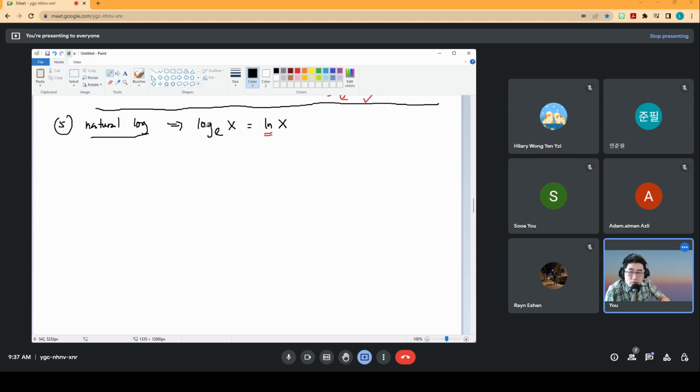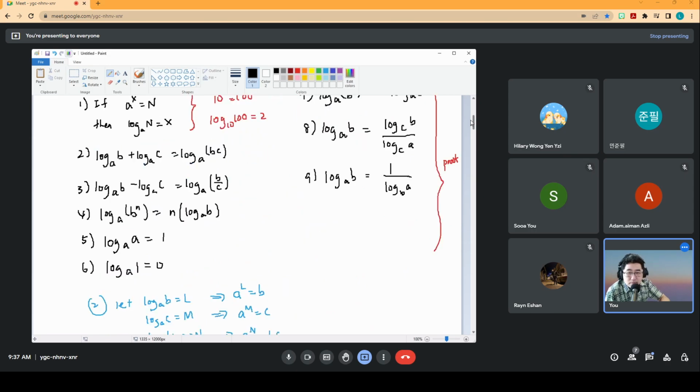So, natural log. In order to write log base e, we can actually write ln. Instead of writing log e, we write ln, so that carries the same meaning. So this is the natural log. Since this is the natural log, all the rules here actually apply.